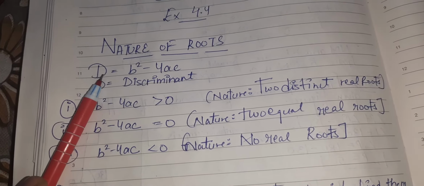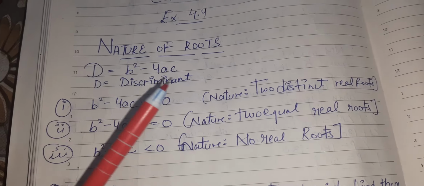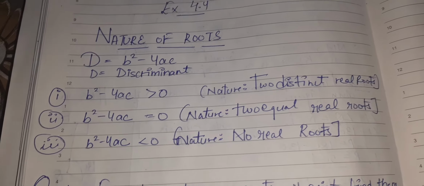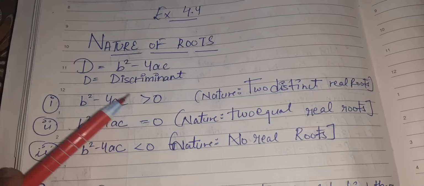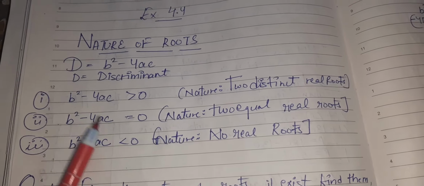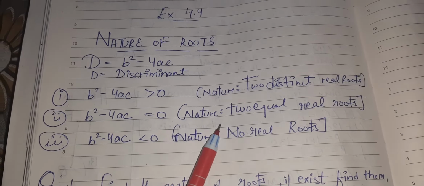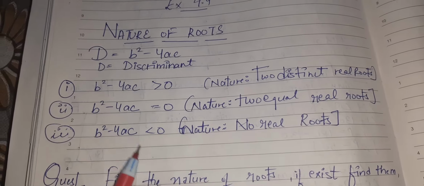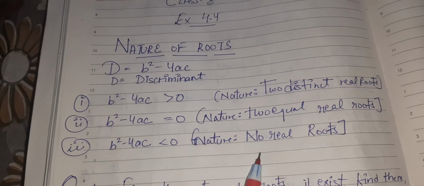See, there is a word D, discriminant, which is equal to b square minus 4ac. Now we have three types of nature of roots. If b square minus 4ac is greater than 0, then we have two distinct real roots. If b square minus 4ac is equal to 0, the nature of roots will be two equal real roots. If b square minus 4ac is smaller than 0, then no real roots.